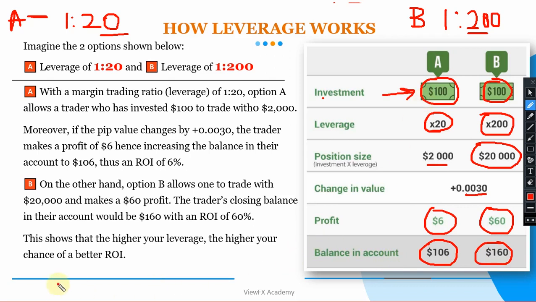So sometimes as a beginner, 1 to 50 or 1 to 100 would be okay. Just use a leverage of 1 to 50 or 1 to 100. Then as you advance into trading, understanding everything, you can now adjust your leverage according to what you understand or according to your own method of trading. So this is what leverage is.